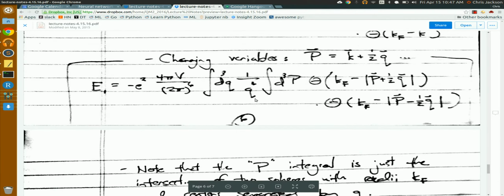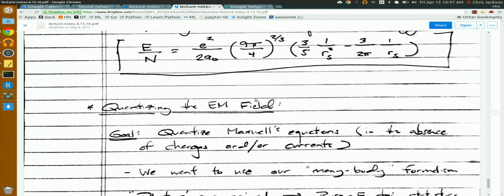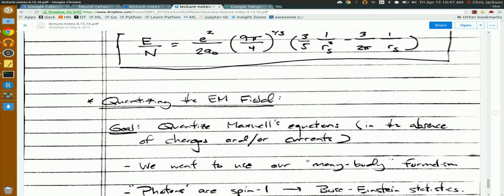Anyways, so that's it. Next time we'll tackle quantizing the electromagnetic field. In other words, we'll basically quantize Maxwell's equations.